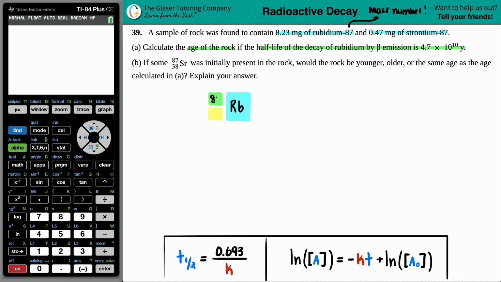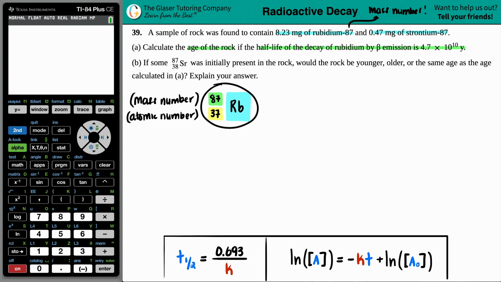So the mass number always goes on top, 87 goes on top, and the bottom number is the atomic number. That's the number that doesn't change for any element. So I'm going to go on the periodic table and find out what that atomic number is for rubidium. So I see big old whole number 37.